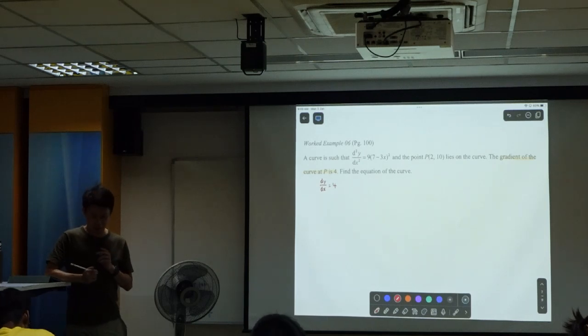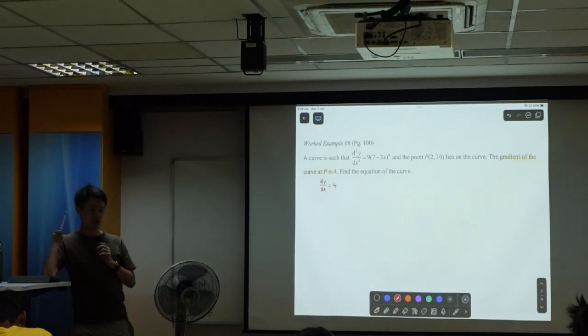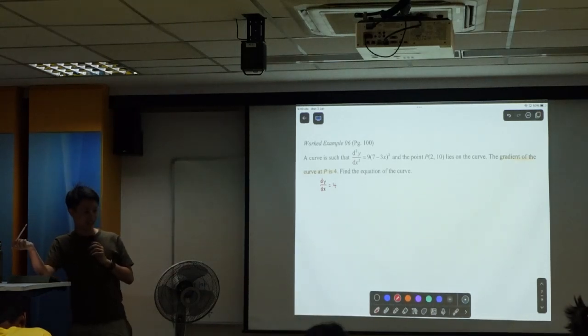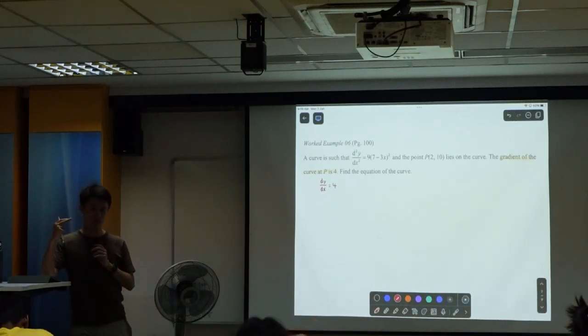This is important because when you integrate later, remember you have an arbitrary constant. Imagine you integrate one time, you get one constant. Then you integrate one more time, you get another constant. You're going to make things very confusing for yourself. So the first step is, when you integrate the first time, go and find the value of the constant first.